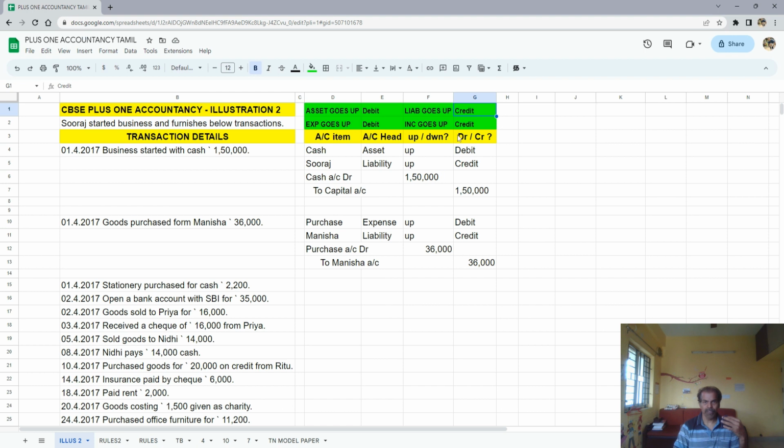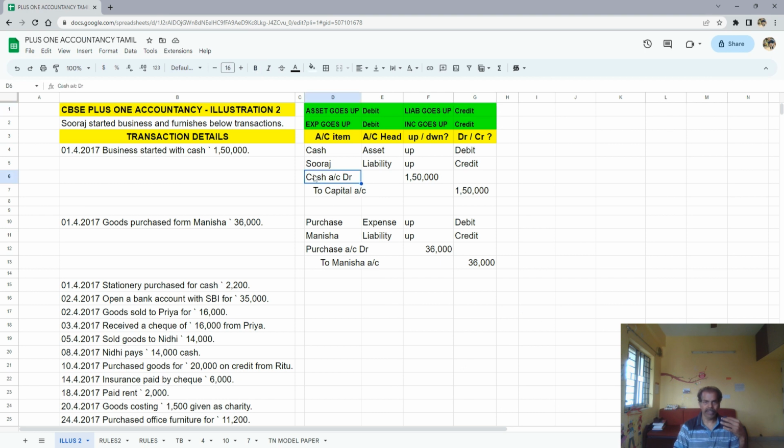So these are the four steps. Find out each account item, what head it belongs to, whether up or down, and apply the rule. Sorry, I may be repeating, but this is how you have to slowly memorize and get familiar. Once you know whether it's going up or down, and what the account head is, then without even looking at the rule you can do the journal entry.